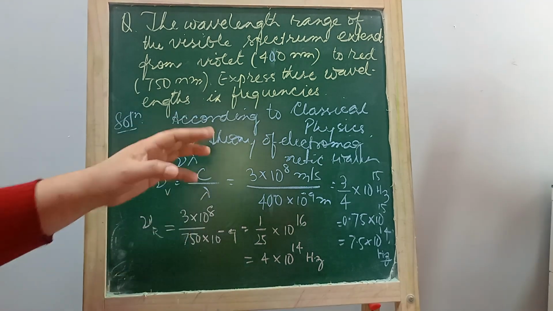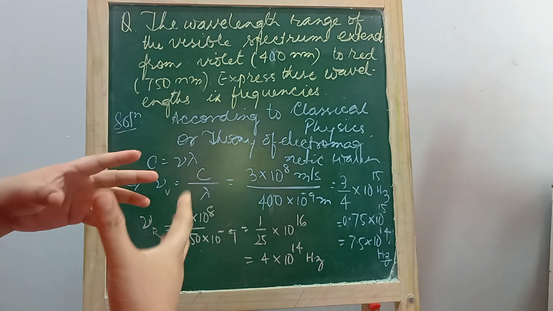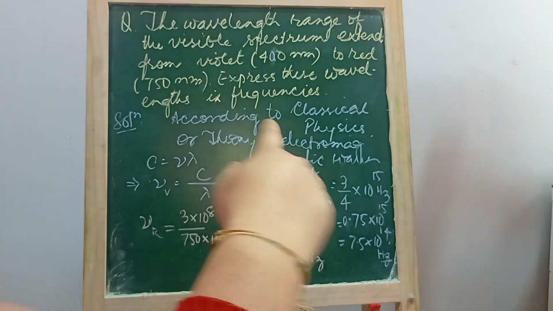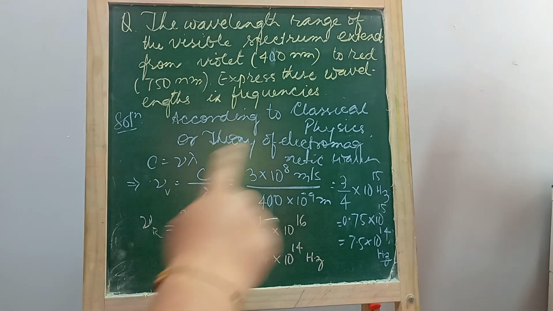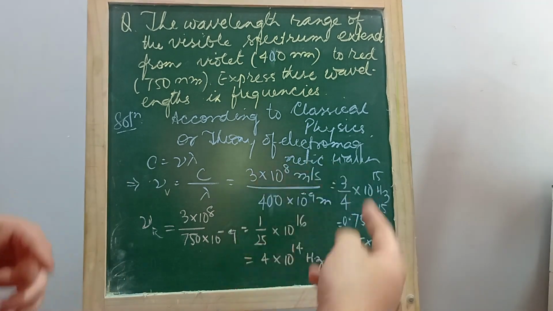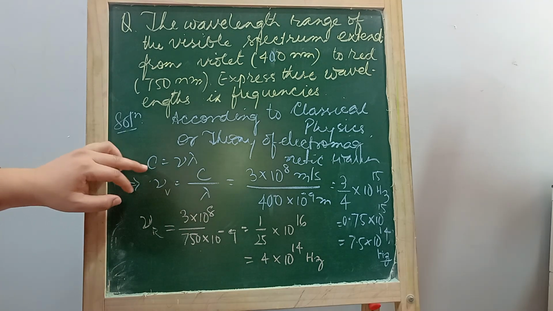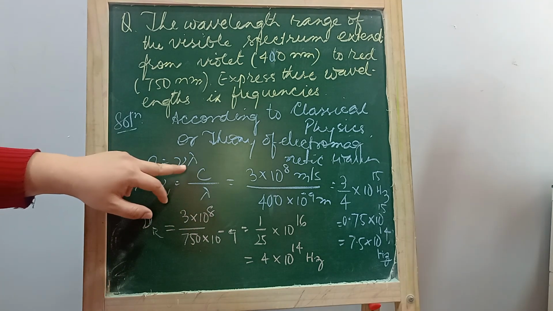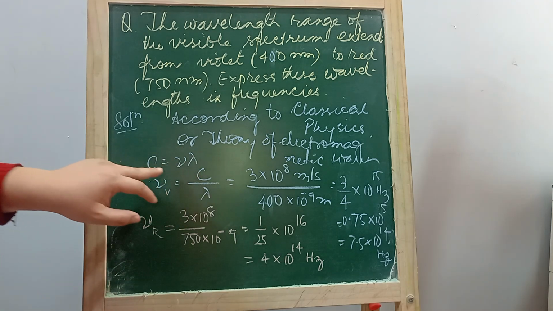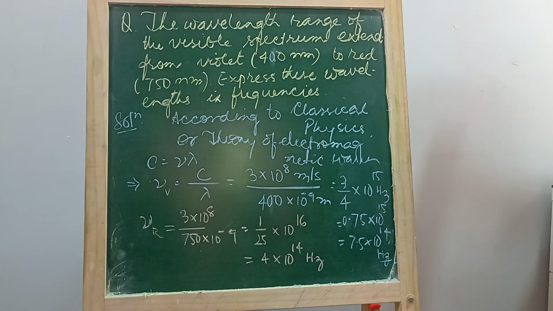According to classical physics, which is also known as the theory of electromagnetic radiations, propounded by James Clerk Maxwell in the 1870s, in the late 19th century, whenever charged particles accelerate, they produce electromagnetic radiation. The relationship between the velocity of the electromagnetic wave, its frequency and wavelength is given by c = frequency × wavelength. So if we want to find the frequency, we divide the velocity of the electromagnetic wave by its wavelength.